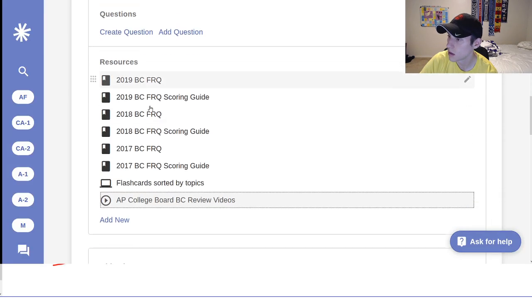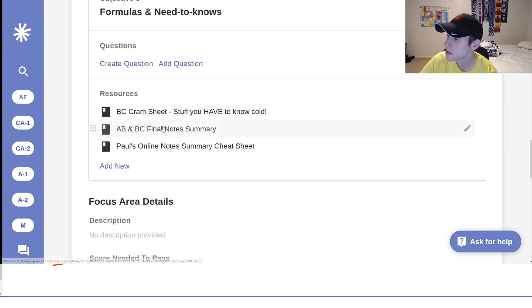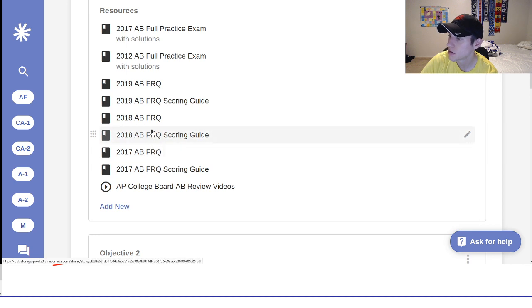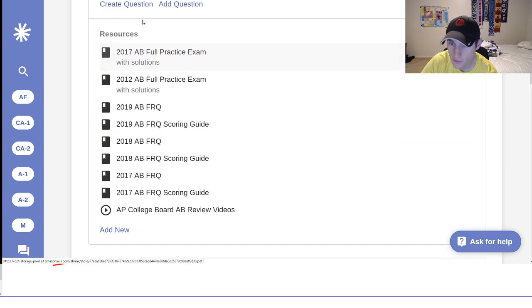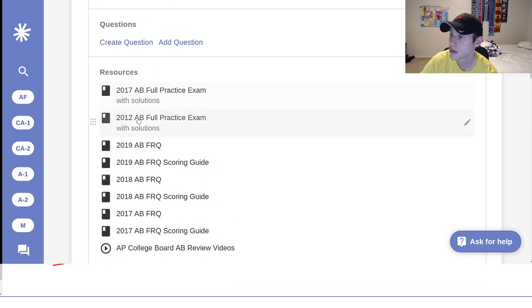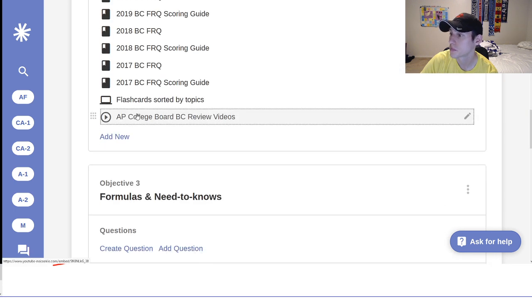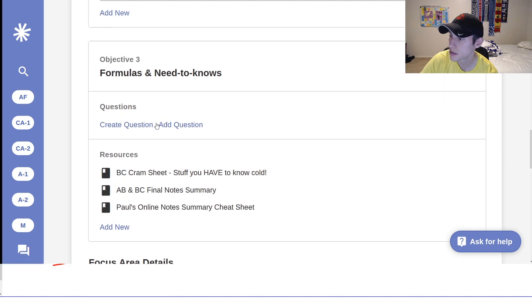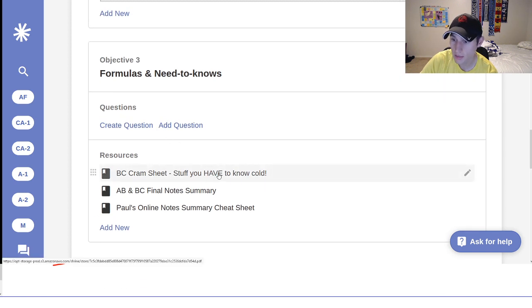There's also all of these FRQ scoring guides for BC and for AB. There's full practice exams. Those flashcards I was talking about. Resources. This is that sheet that I was talking about, stuff you have to know cold. It's in Objective 3 of that PFA for the AP test.